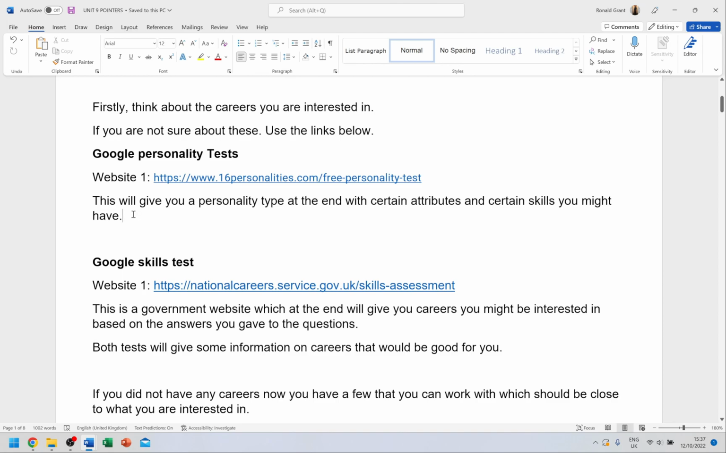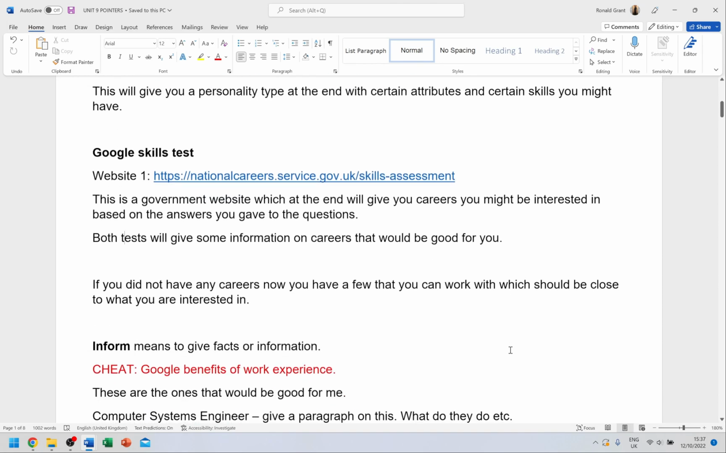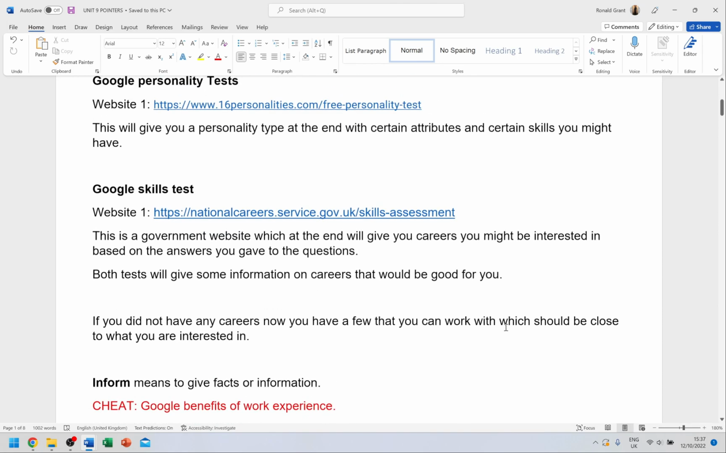A good idea would be to simply pause the video. I've made some notes in some places, for example these two highlighted places. Simply pause the video at any time, make a note of those notes or just write them down. Both tests will give some information on careers. Now, if you don't want to do both those tests and you have a relatively good idea of what kind of career you want, that's perfectly fine.